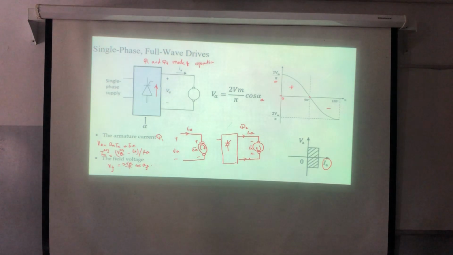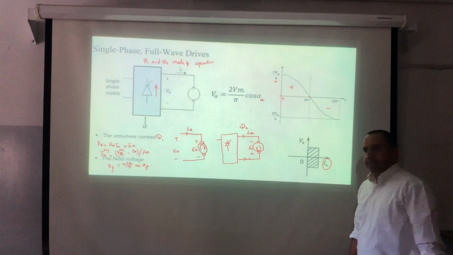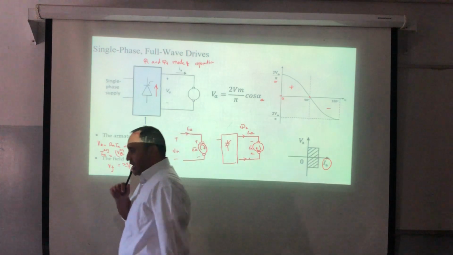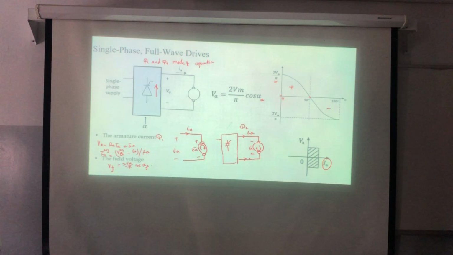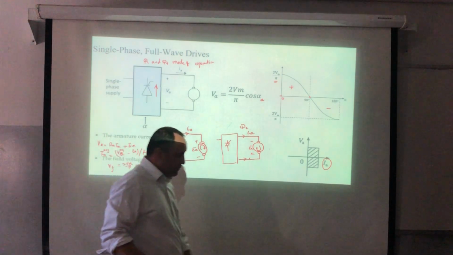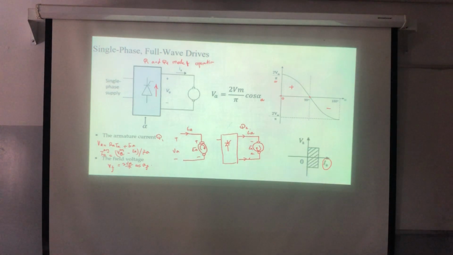So can I change the direction of rotation by changing the direction of the field current? I cannot. If I need to do that, I need to use a dual converter, connected in anti-parallel configuration. Later on we will discuss that. Remember, I cannot change the direction of the current. The direction of the current is already decided by the direction of the switch.